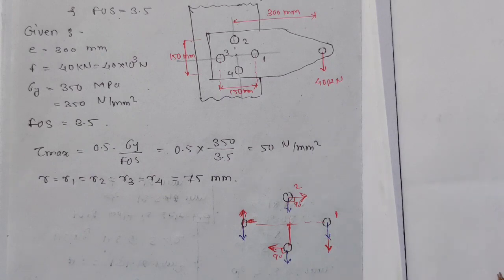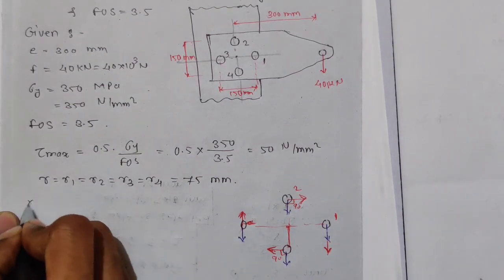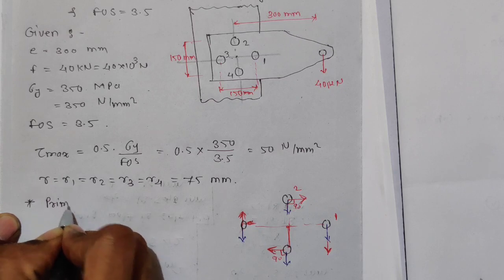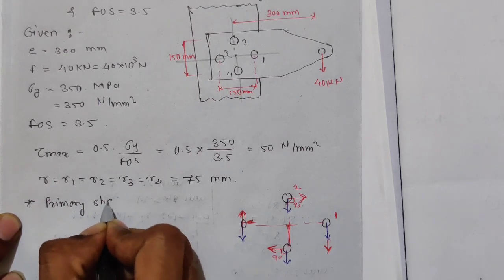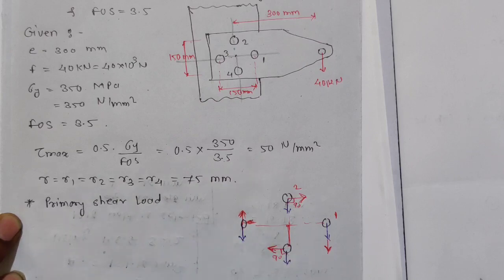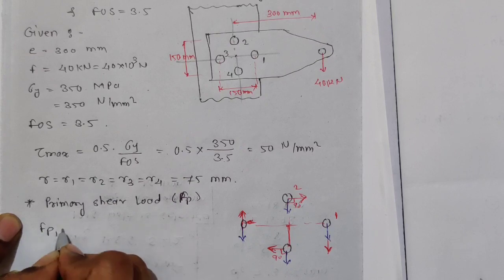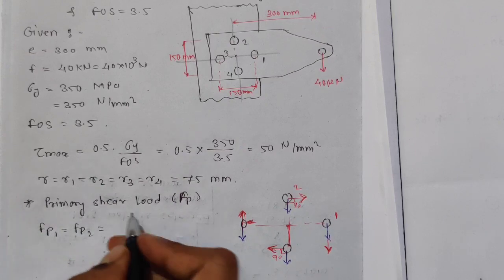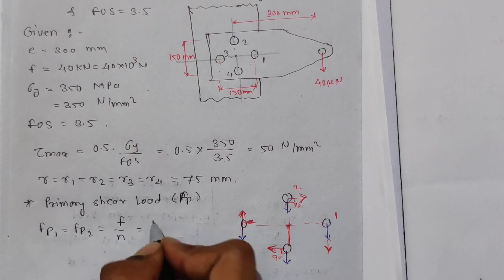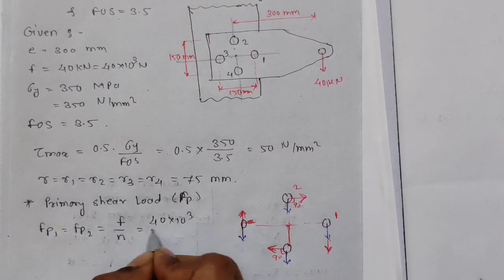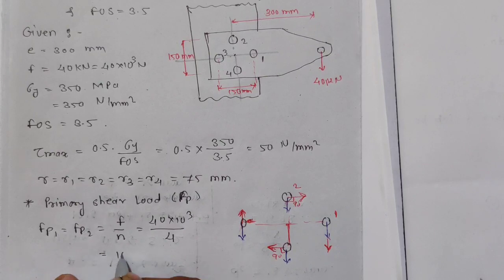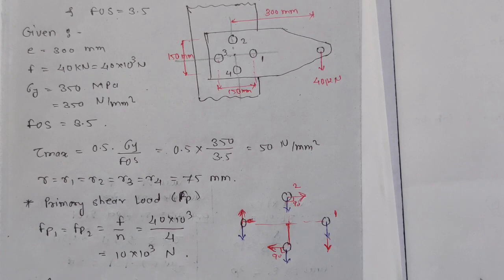Now the first thing is the primary shear load. The primary or direct shear load, that is FP. FP1 is equal to FP2, which is F upon the number of bolts. F is given as 40 kilonewton, so 40 into 10 raised to 3 divided by the number of bolts, which is equal to 10 into 10 raised to 3 Newton. So we got the primary load. Now we will find the secondary shear load.